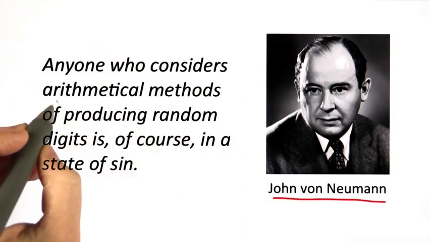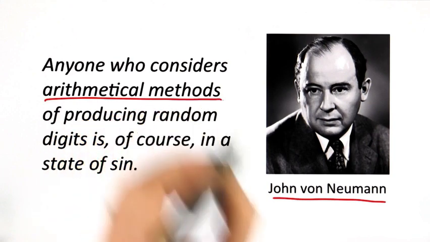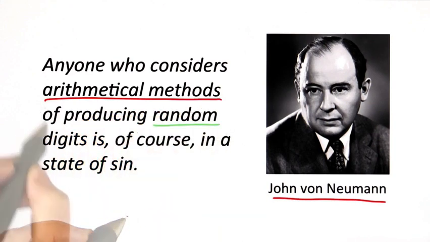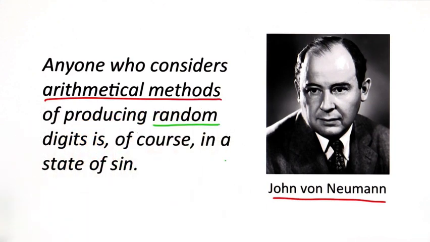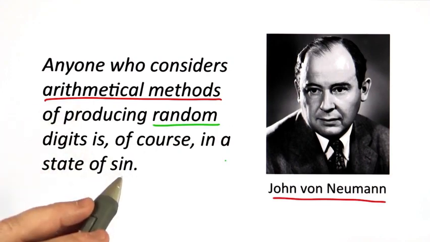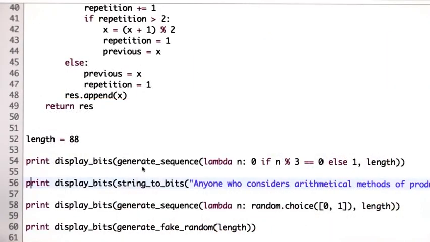And what the quote says is that anyone who considers arithmetical methods of producing random digits is, of course, in a state of sin. But of course, we do it anyway. So definitely, that's not random. It's generated from a very specific string. If you knew the string and you knew what these procedures do, you could generate that sequence.